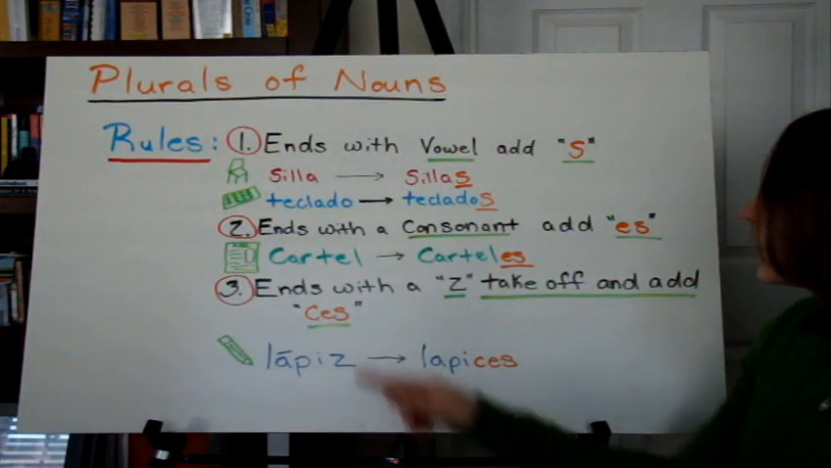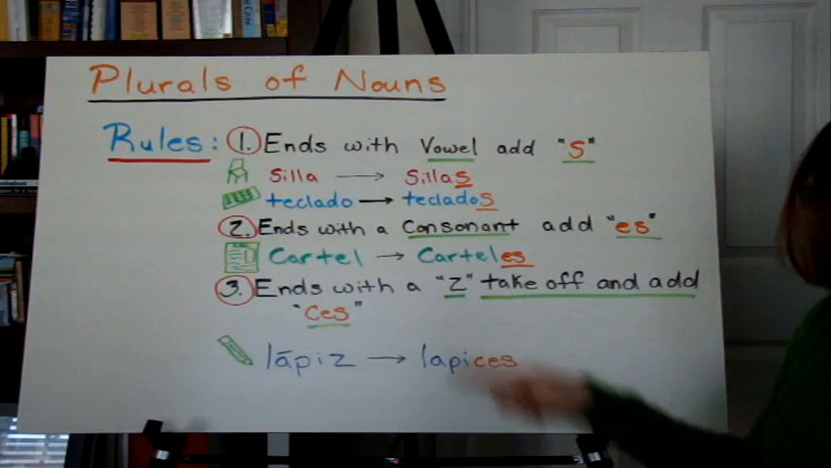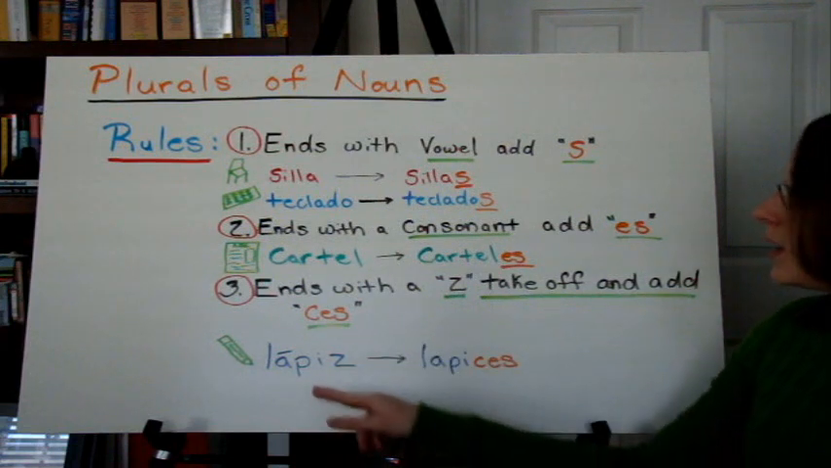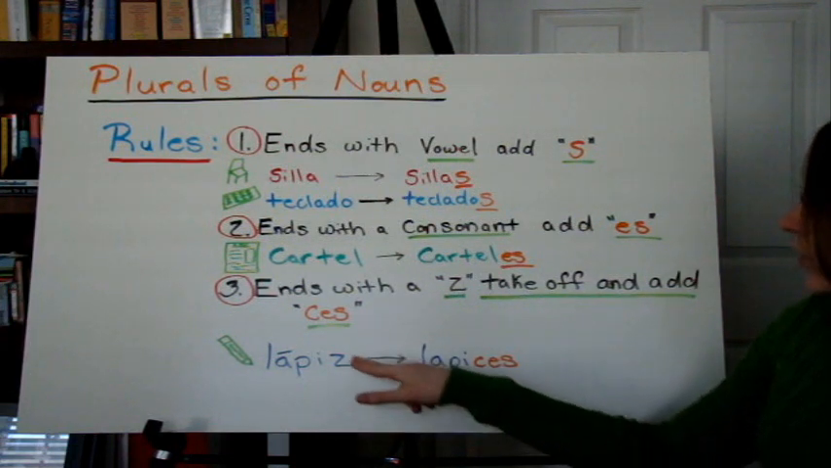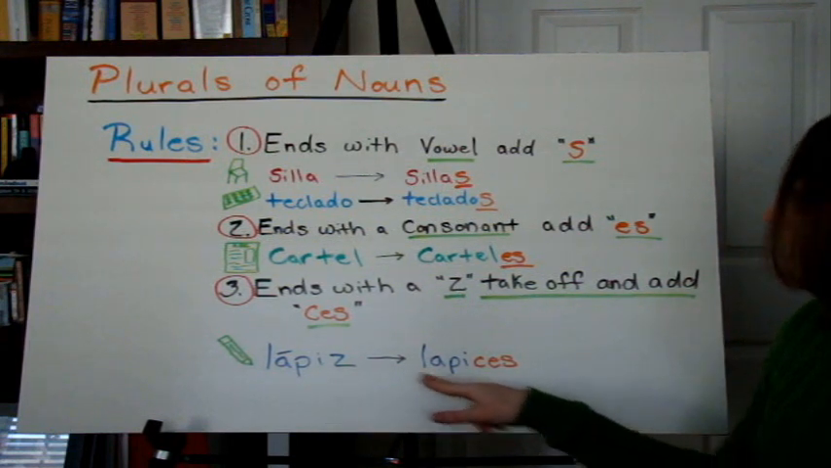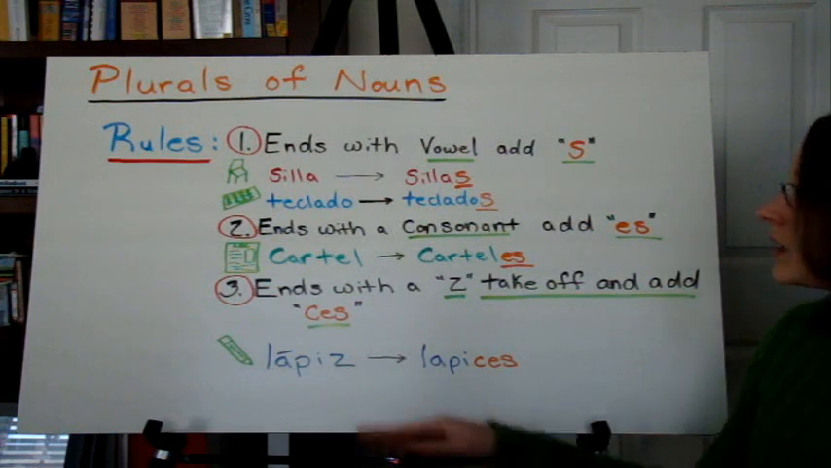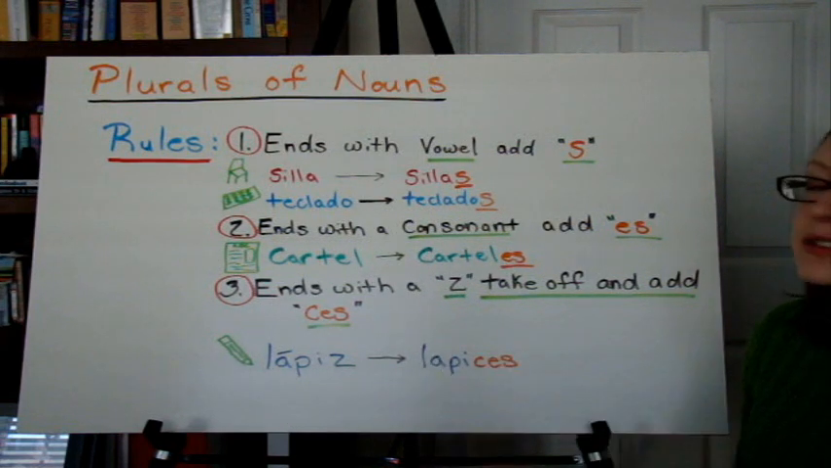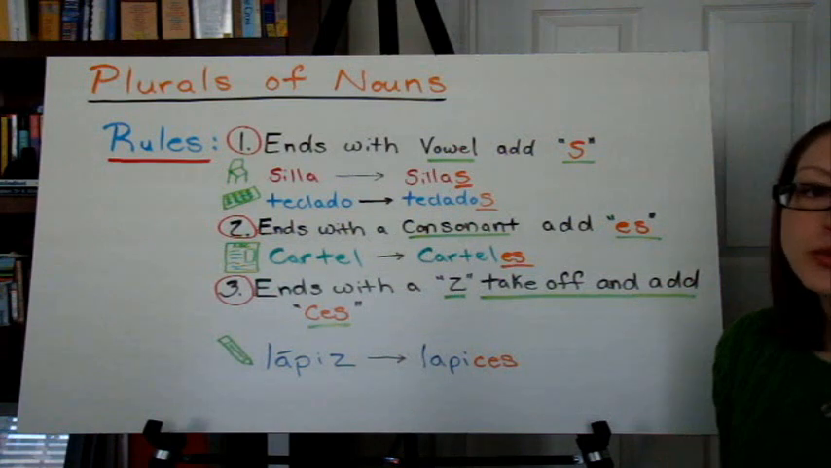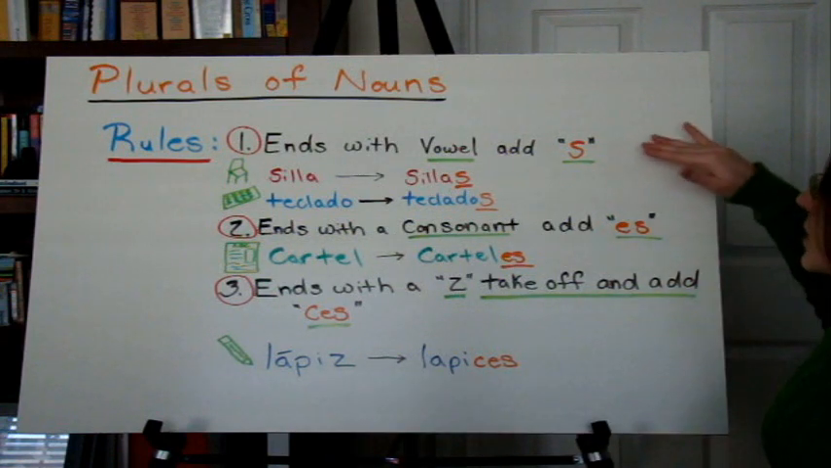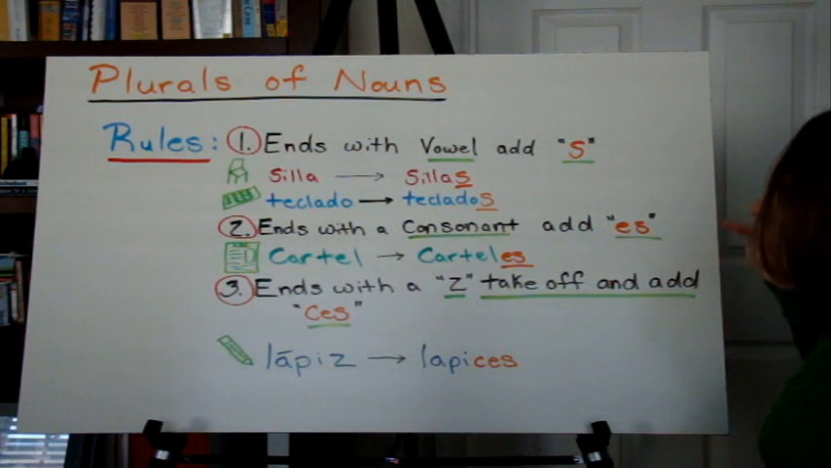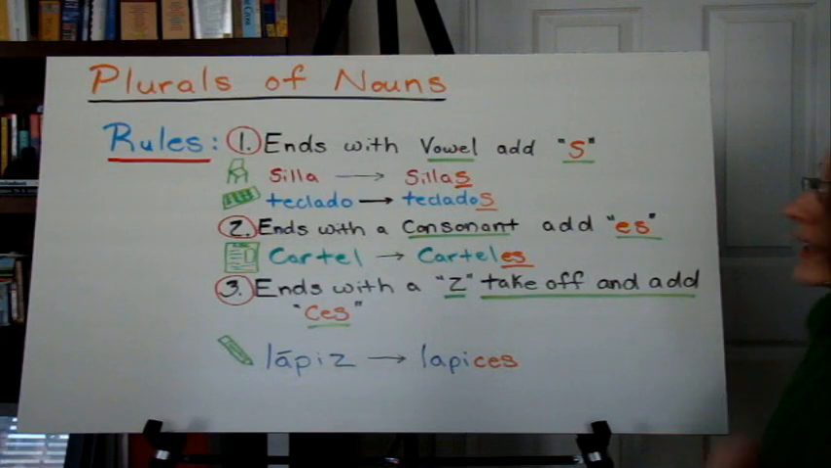The third rule is that if the noun ends with a Z, you're going to remove the Z and replace it with CES. So therefore, lápiz, pencil, you're going to remove the Z and add CES. So lápiz becomes lápices. And now the accent is not needed because the stress falls naturally where it's supposed to go. So this word is no longer breaking the rule, so it doesn't need an accent anymore. So very simply, if it ends with a vowel, you're going to add an S. If it ends with a consonant, you're going to add an ES. If it ends with a Z, you're going to take off the Z and add CES.